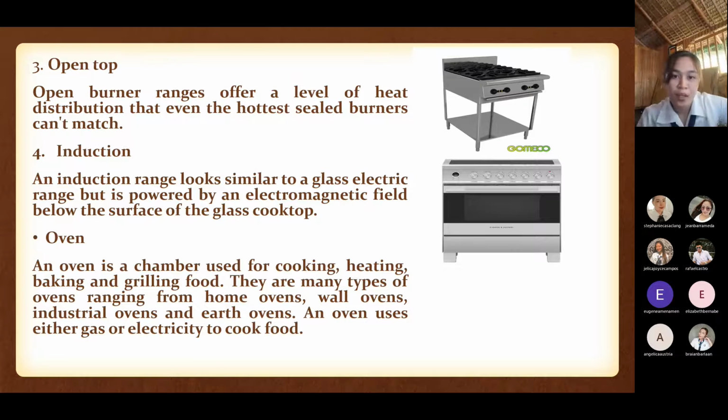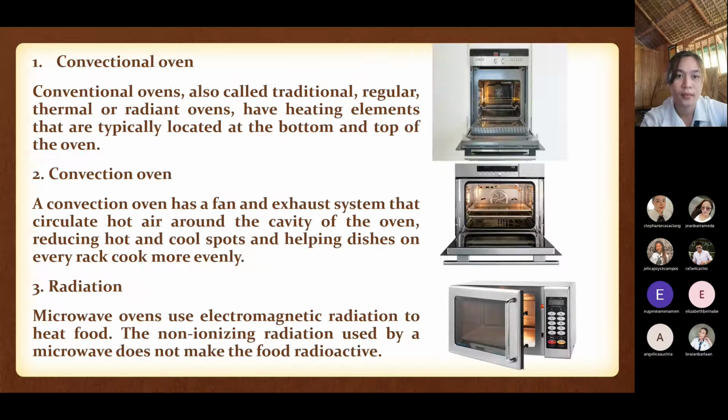Oven. An oven is a chamber used for cooking, heating, baking, and grilling food. There are many types of ovens, ranging from home ovens, wall ovens, industrial ovens, and earth ovens. An oven uses either gas or electricity to cook food. Number one is conventional ovens. Conventional ovens, also called traditional, regular, thermal, or radiant ovens, have heating elements that are typically located at the bottom and top of the oven.